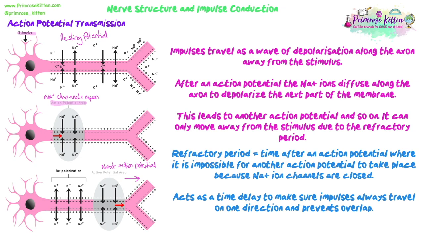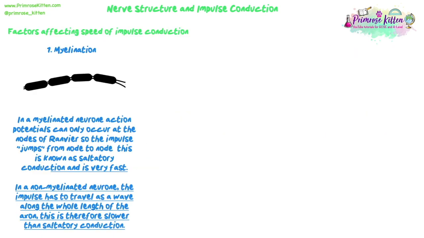And because they diffuse to the right, they start to trigger the action potential along the neuron and the next section. So they start to depolarize it. They cause a generator potential, which reaches the threshold potential, and then more sodium ion channels open again, more sodium floods in, and we get an action potential. And so this refractory period of time is where an action potential can't be triggered because the sodium ion channels are closed, and it acts as this time delay to make sure that we only move this wave of depolarization in one direction, away from the stimulus and towards the other end of the neuron.